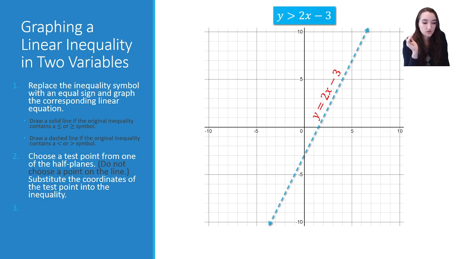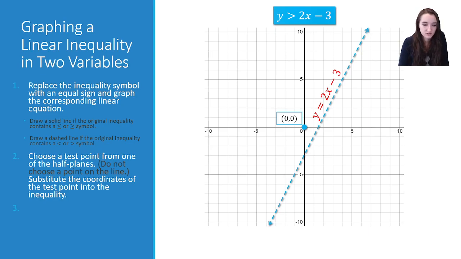Next, we choose a test point from one of the half planes. Don't choose a point that is on the line, this will not work. You have to choose just a point that's on one of the half planes. Generally, if my line doesn't go through 0, 0, that's the point I'm going to pick because it's the easiest one to plug in. But you can pick any point you want. So, I'm going to pick 0, 0 though, because once again, if it's not on my line, it's the easiest one to use.